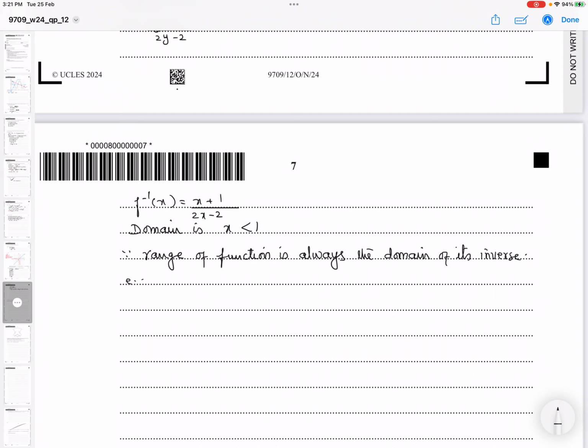For example, if I write f of 2 equals 7, look, this 2 is in the domain and this 7 is in the range. Can I write f inverse of 7 equals 2? So look, the 7 which was range, now it becomes domain. And the 2 was in the domain, it becomes range.